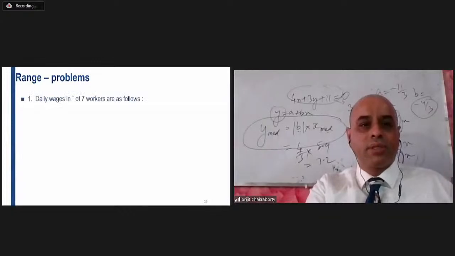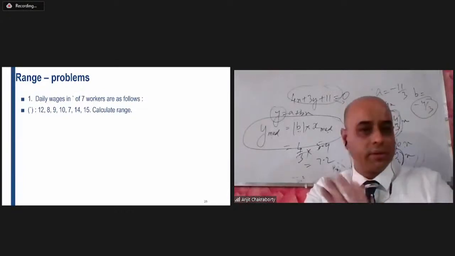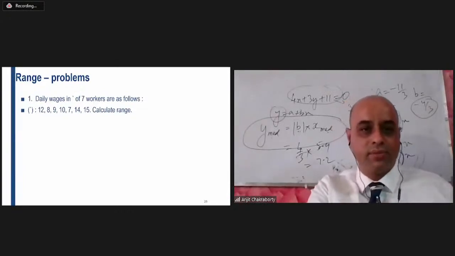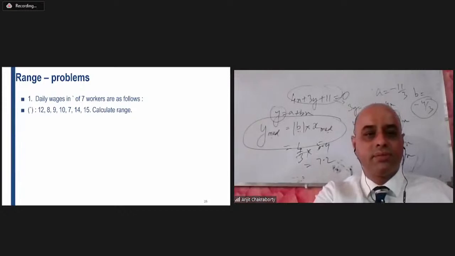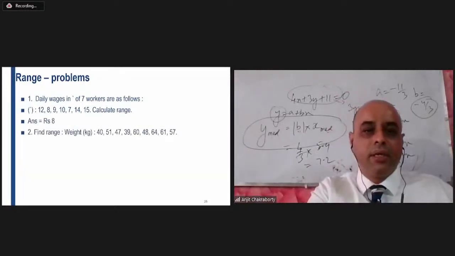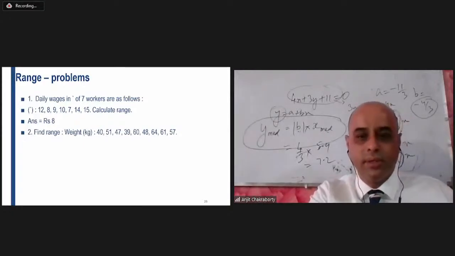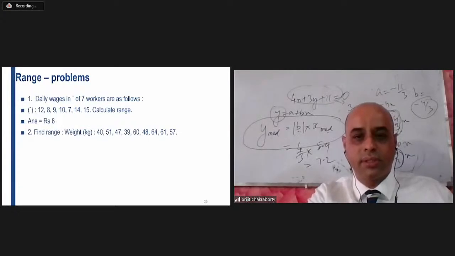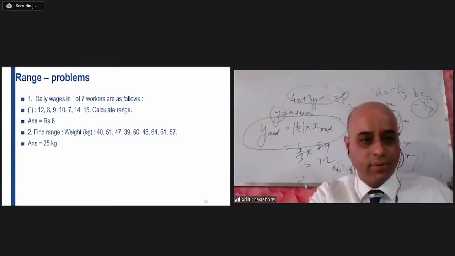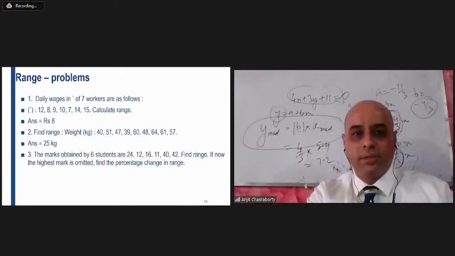So some questions. Daily wages is given: 12, 8, 9, 10, 7, 14, 15. Calculate the range. You can do it just verbally. You can see the highest is 15 and the lowest, I think, is 7. So range comes to 8. Similarly, in this case, you have to find the range. You are given the values. Here also you can do it mentally. Highest is 64, you can see, and the lowest is 39. So 25. Okay.